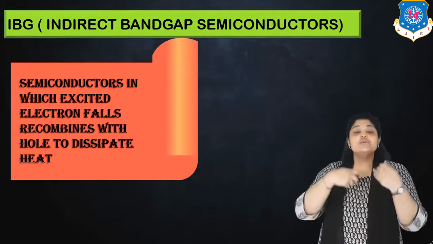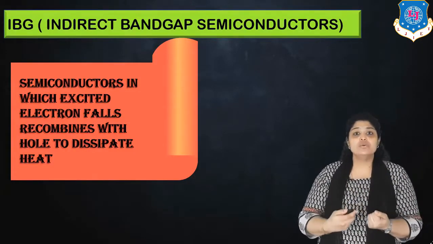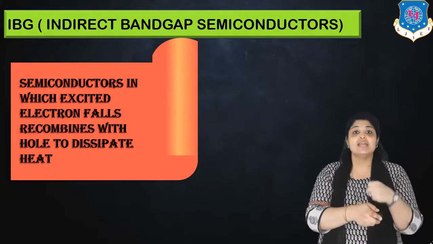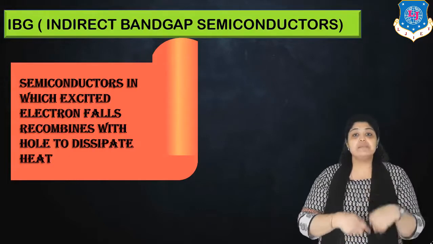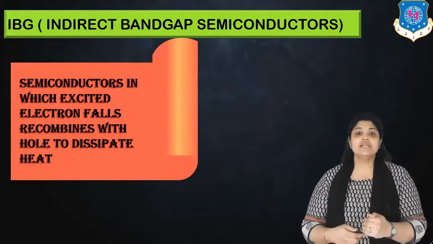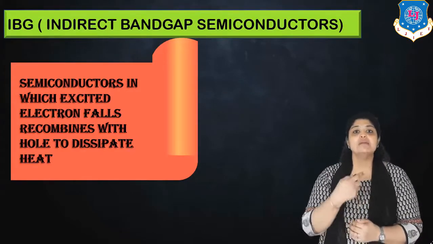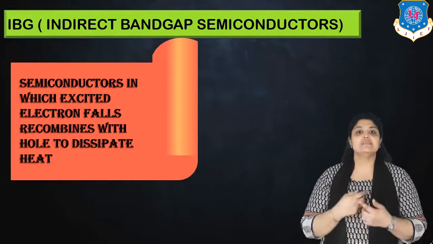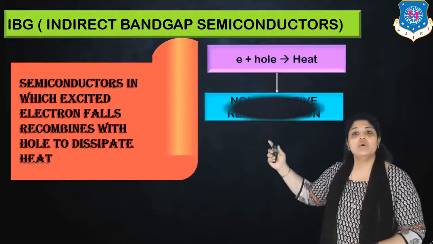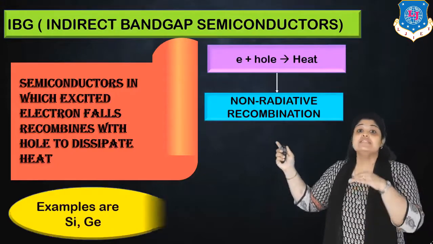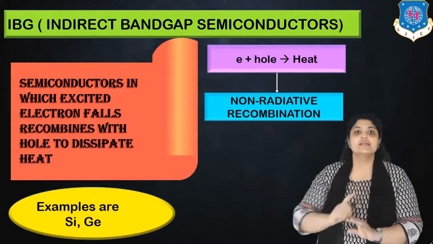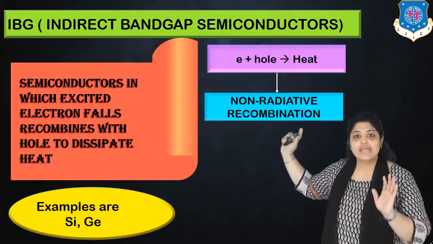So in order to conserve momentum, what do they do? They just transfer their momentum to the lattice. And in this way, vibrations are set in the lattice and that leads to heat. Because it's a two-step process, we say that indirect bandgap semiconductors always dissipate heat. Or else we can say electron plus hole will give us heat. Because that recombination of electron with a hole is through the lattice, the output is in the form of heat.